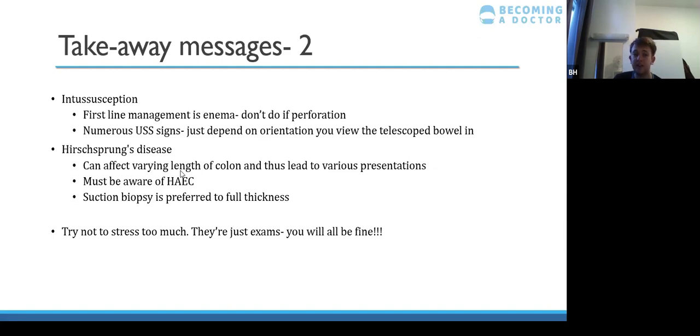And then Hirschsprung's disease can affect a varying length of colon, and thus it can lead to various presentations. You don't need to know a great deal, but you need to be aware of Hirschsprung-associated enterocolitis, because that's what kills children with this presentation. And to diagnose, you could do a suction biopsy, and that's just as good as a full thickness biopsy, in fact better. And then finally, try not to stress too much.